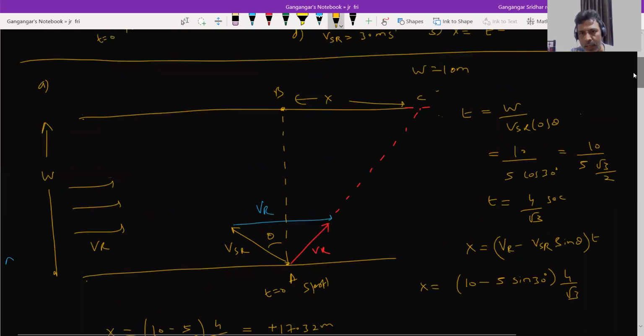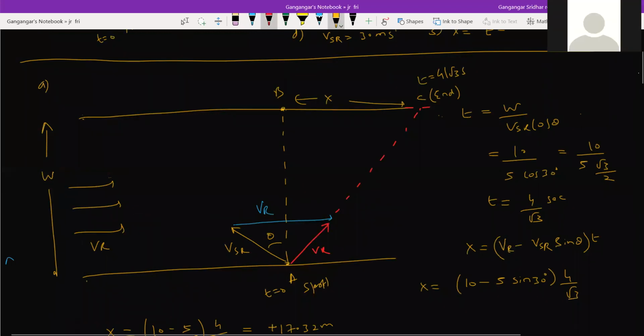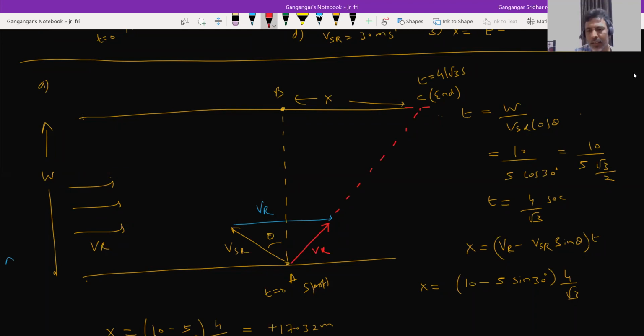So this is the end point. After what time is here? 4 by root 3 seconds. So try to see now, everything is available here. They have given that root 3 is 0.6, no, so 1 by root 3. Okay, we'll substitute that value.